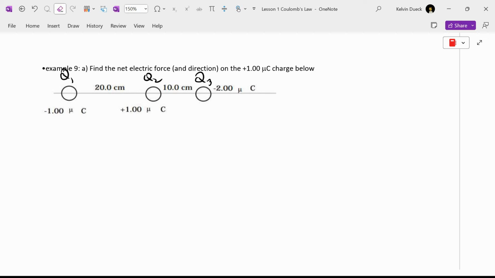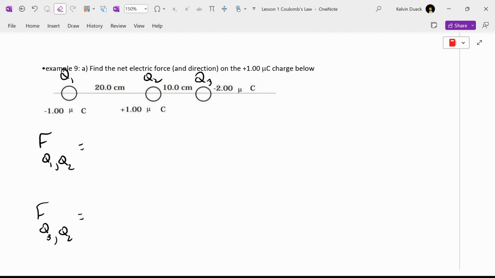Here's what I'm going to do. What does it want me to find the force on? Q1, Q2, or Q3? All of them are feeling a force, but which one does it want me to find the force on? So here's what I'm going to do. I'm going to find the force from Q1 on Q2, magnitude and direction. Then I'm going to find the force from Q3 on Q2, magnitude and direction, and then I'll add them vectorially.